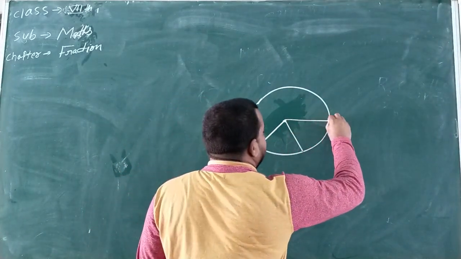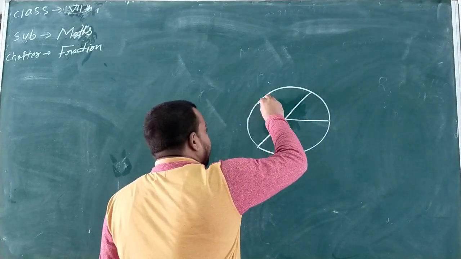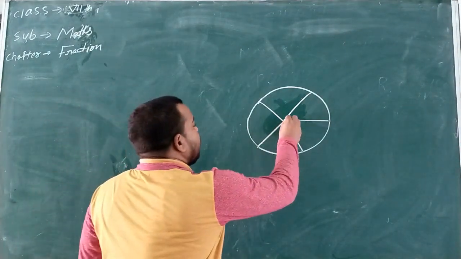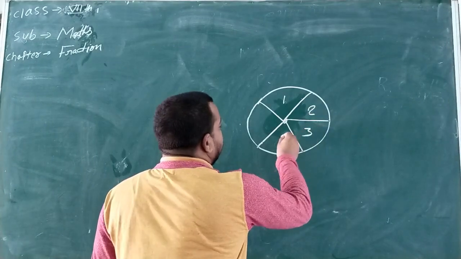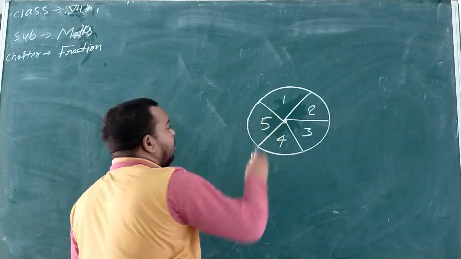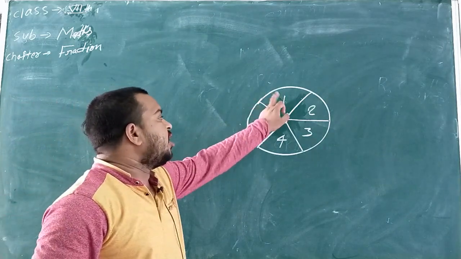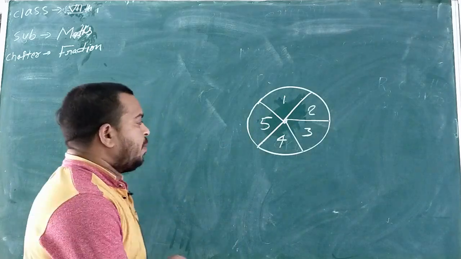First part, second, third, fourth and fifth. Now you can see there are 5 parts of pizza, and each of your friends will get one part of the pizza.